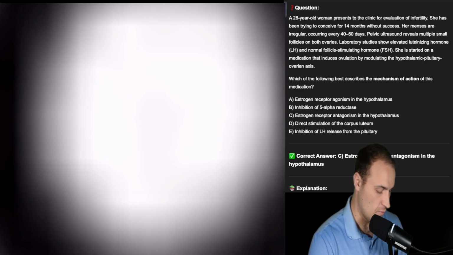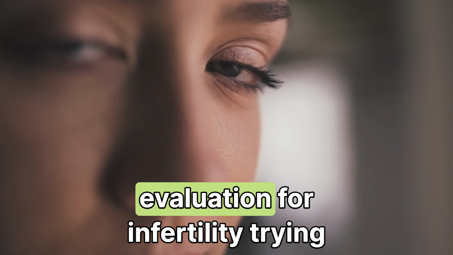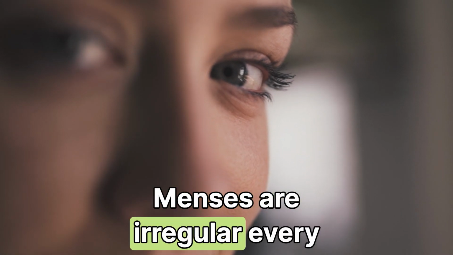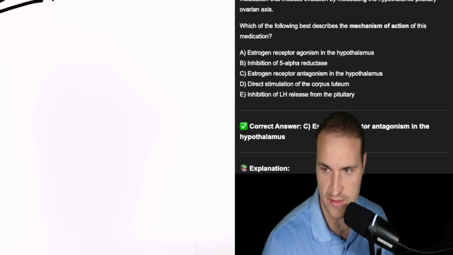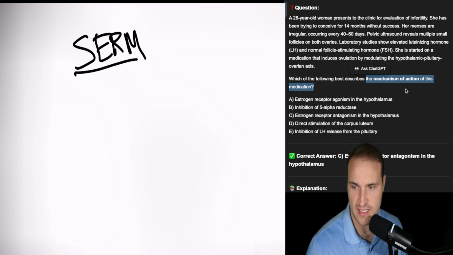All right, for 181, we're going to talk about CERM. There's a 28-year-old woman being evaluated for infertility, trying to conceive for 14 months without success. Menses are irregular, every 40 to 60 days. Pelvic ultrasound shows small follicles on both ovaries. She's started on a medication that induces ovulation by modulating the hypothalamic-pituitary-ovarian axis. What describes the mechanism of action here?